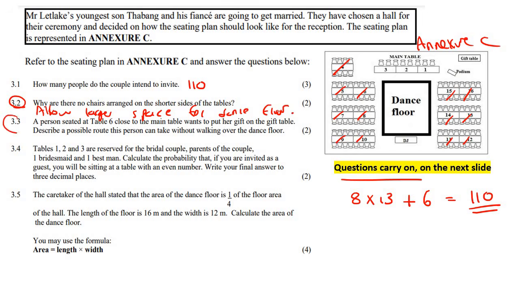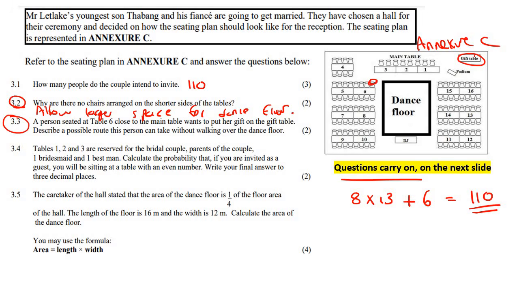Okay. This one. A person seated at table 6 close to the main table. Okay, so table 6. Let's see, where are you? Table 6 is here. Okay. Close to the main table, wants to put her gift on the gift table, which is here. Describe a possible route this person can take without having to walk over the dance floor. Okay, so they said that this person is sitting close to the main table. So let's just say this person's sitting here.